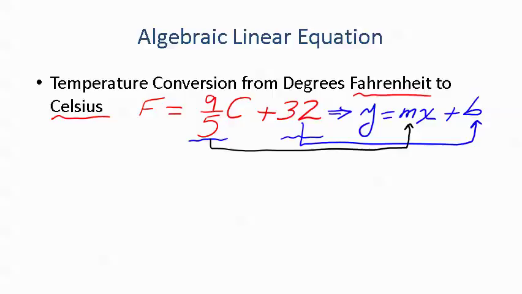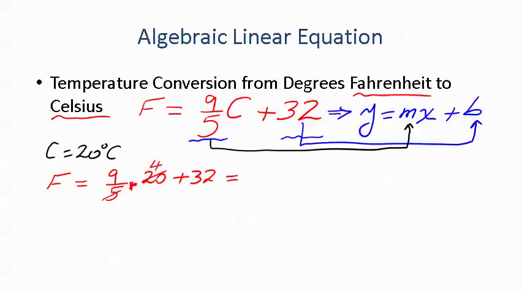Let us now find out the temperature in Fahrenheit. Let's say that our temperature is 20 degrees Celsius. What is the corresponding temperature in Fahrenheit? In order to solve this, we need to substitute this temperature of the independent parameter in the equation for degrees Fahrenheit. So F will be equal to 9 over 5 times 20 plus 32. And this result gives us a temperature of 68 degrees Fahrenheit.